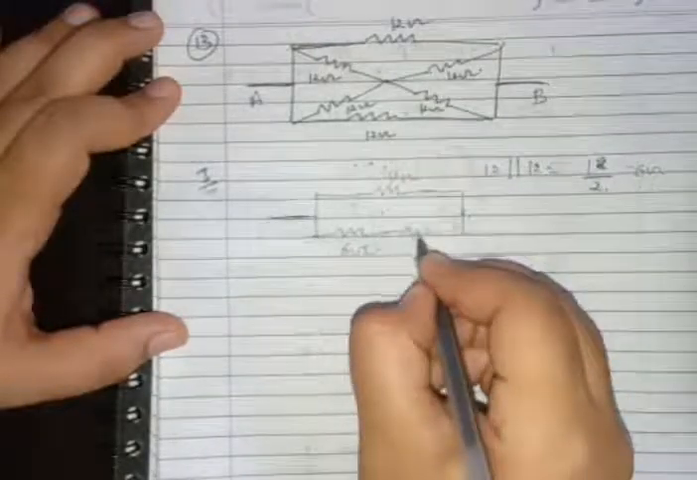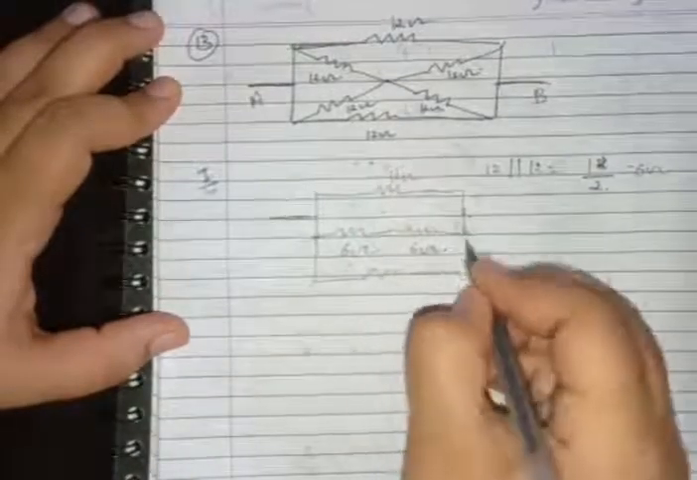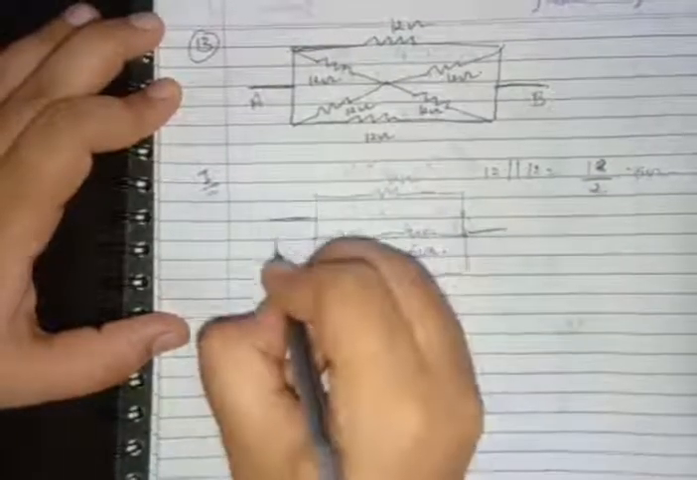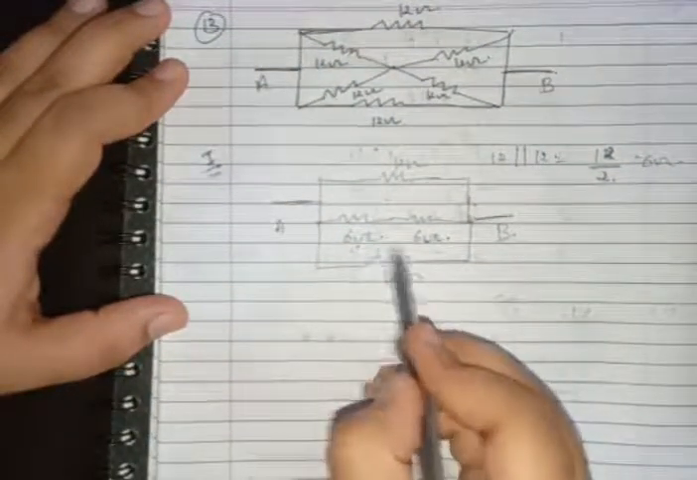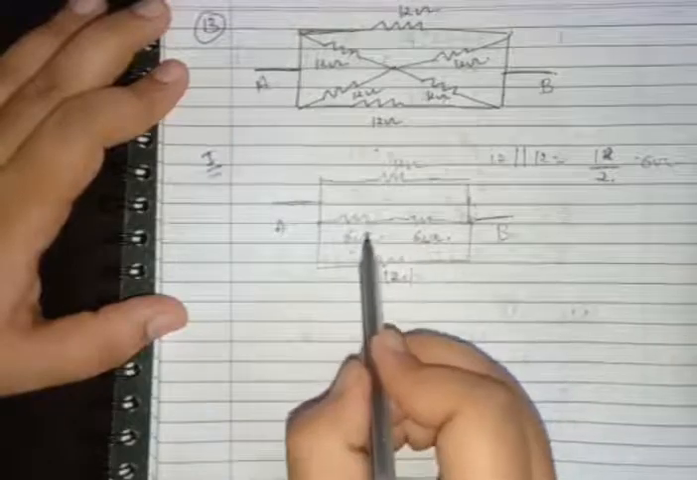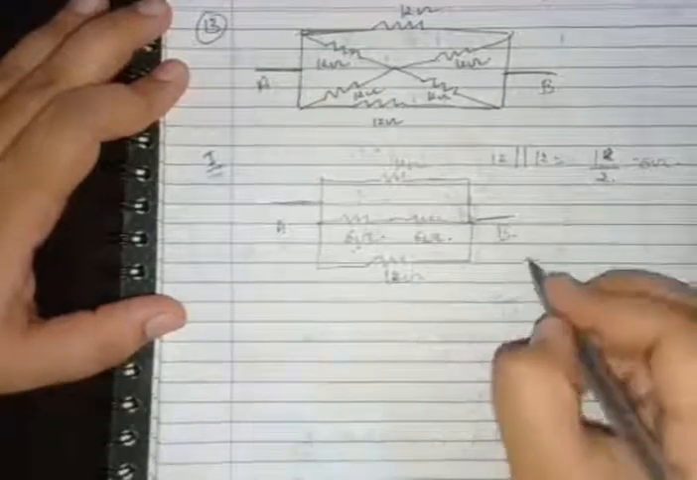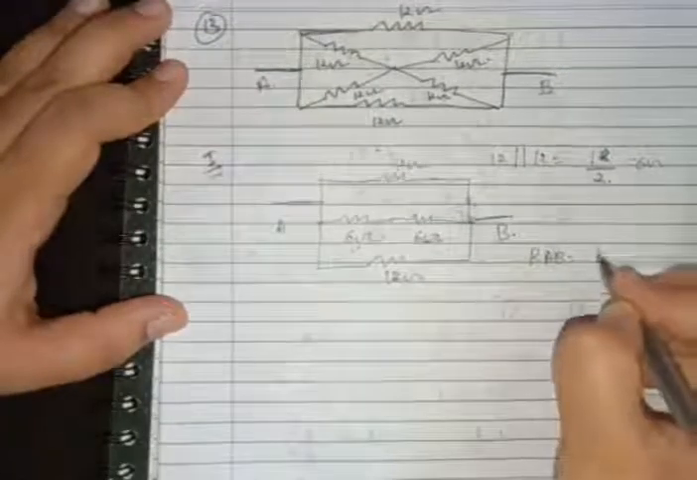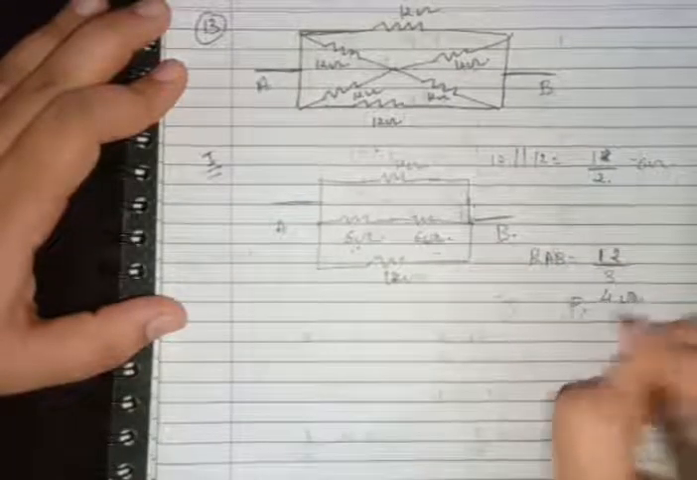The equivalent of these two is 6 ohm. The equivalent of these two is also 6 ohm, and these both are in series. And the third one is 12 ohm. Now we can clearly see from the circuit diagram the 6 ohm and 6 ohm are in series, so their equivalent will be 12 ohm. This 12, 12 and 12 are in parallel, so RAB will be 12 divided by the total number of resistances, 3. That will give us the answer 4 ohm.